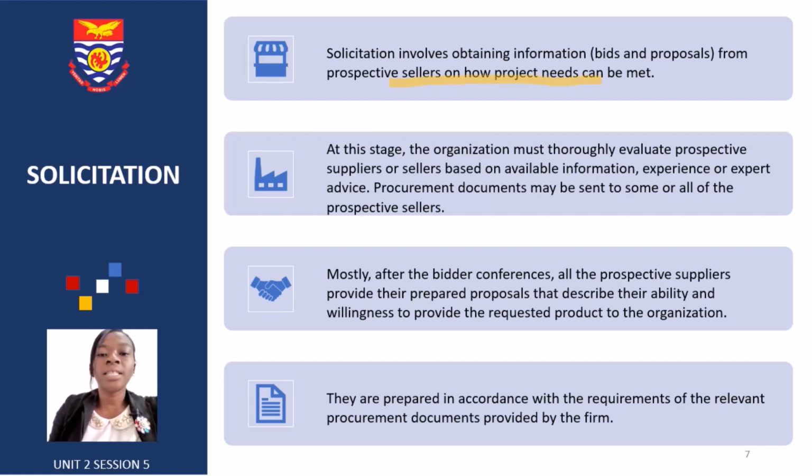And so we're looking at obtaining information from prospective sellers and how the project needs to be met. At this stage, the organization must thoroughly evaluate prospective sellers based on one, the available information, two, the experience or expert advice. So procurement documents may be sent to some or all of the prospective sellers. And it is very important to get your information right.